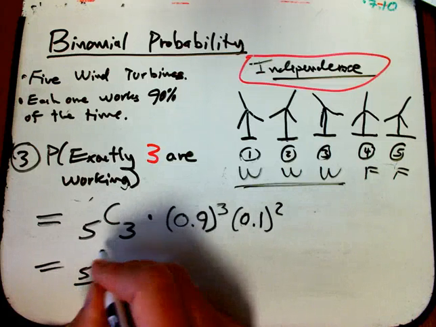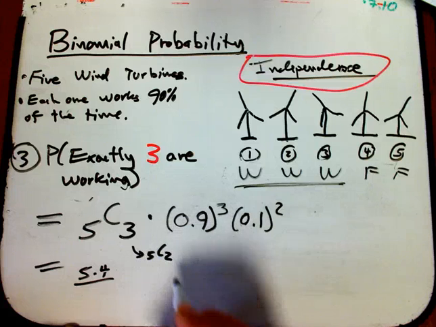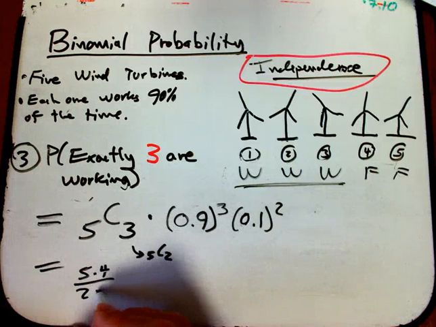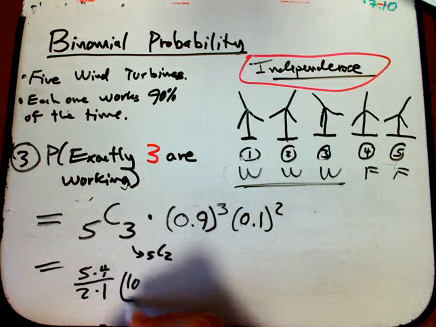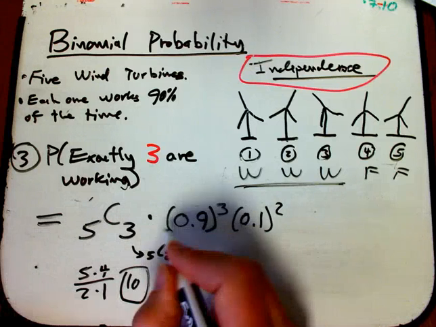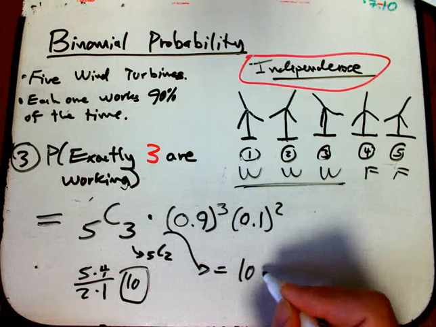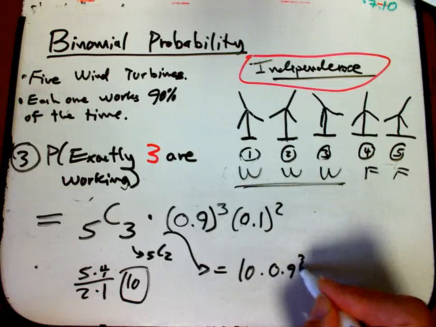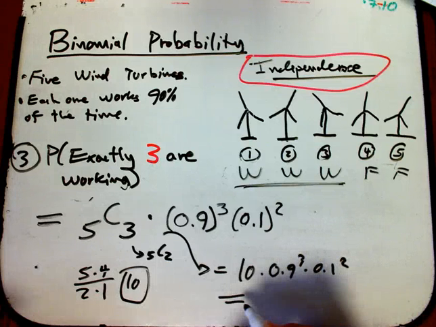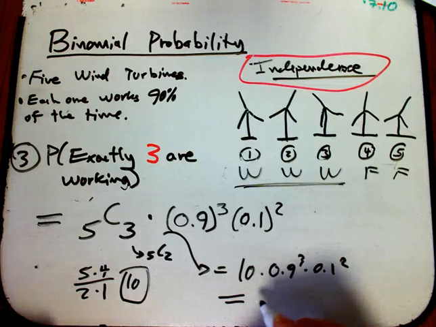Well, it's the same thing as 5c2, so I'm going to calculate it as 5c2. That's 2 numbers over 2 numbers, which is going to be 10. So the whole thing is going to be 10 times 0.9 cubed times 0.1 squared. And if you calculate that out, it's 7.3%.